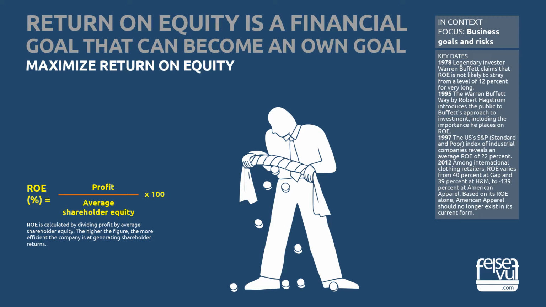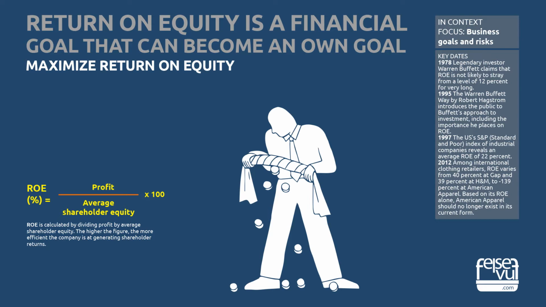ROE is calculated by dividing profit by average shareholder equity. The higher the figure, the more efficient the company is at generating shareholder returns. In context. Focus, business goals and risks.